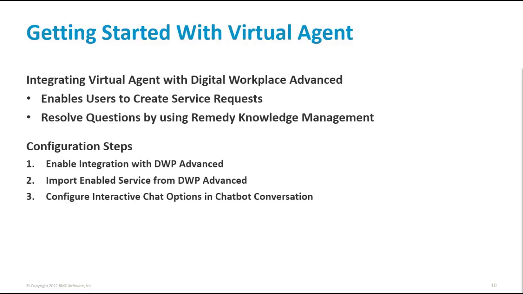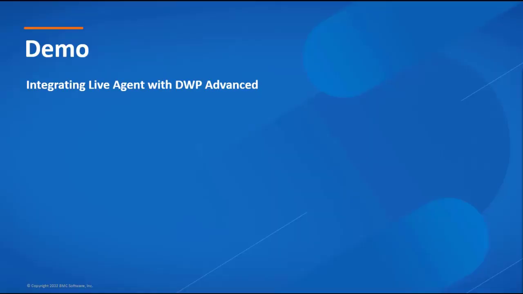There are three steps when performing this integration for the first time. 1. Enable the Digital Workplace Advanced integration. 2. Import the service request from Digital Workplace Advanced. And 3. Configure interactive chat options in the virtual agent conversation for the service request if needed. The next time you want to import a service request, you only need to perform the step 2 and 3 as optional. Let's move forward to a demo.